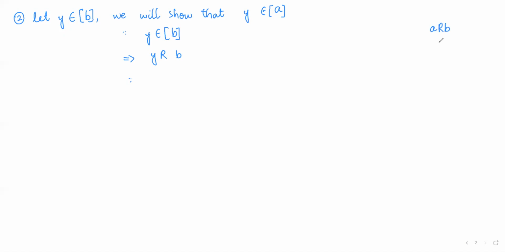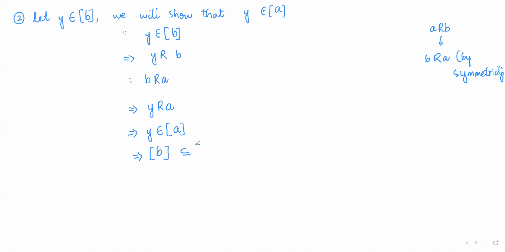Since this relation is an equivalence relation, by symmetry, b is related to a. And again, we apply transitivity. Y is related to b, b is related to a, implies y is related to a. And then y belongs to the class of a. This means we supposed that y belongs to the class of b, and we have proved y belongs to the class of a. It means that the class of b is also a subset of the class of a. This is equation number 2.